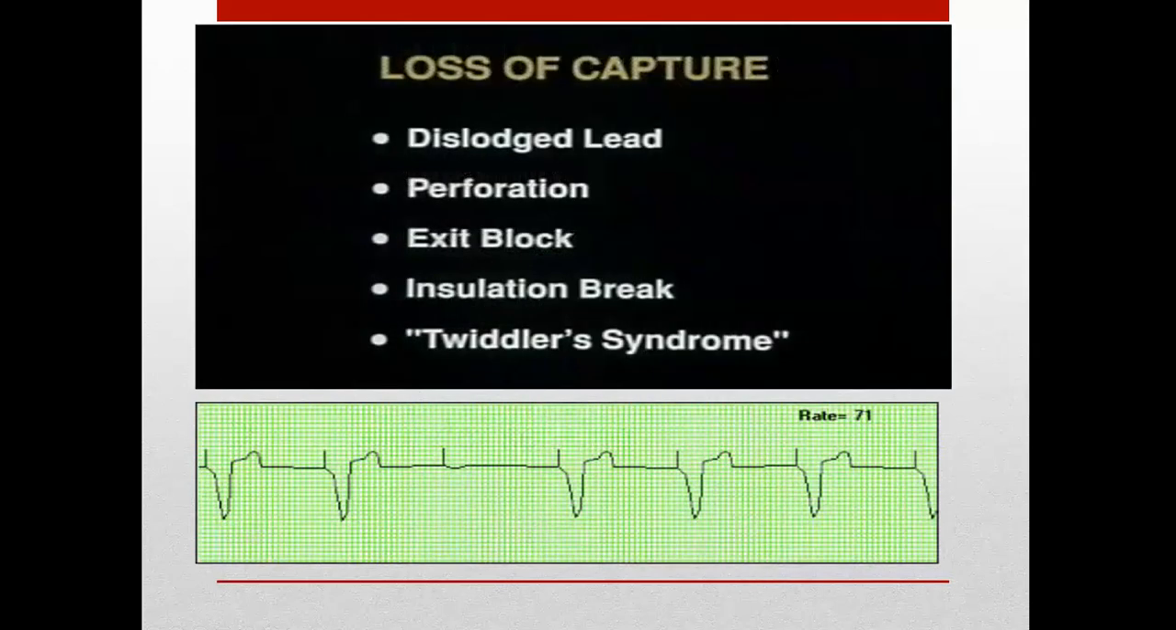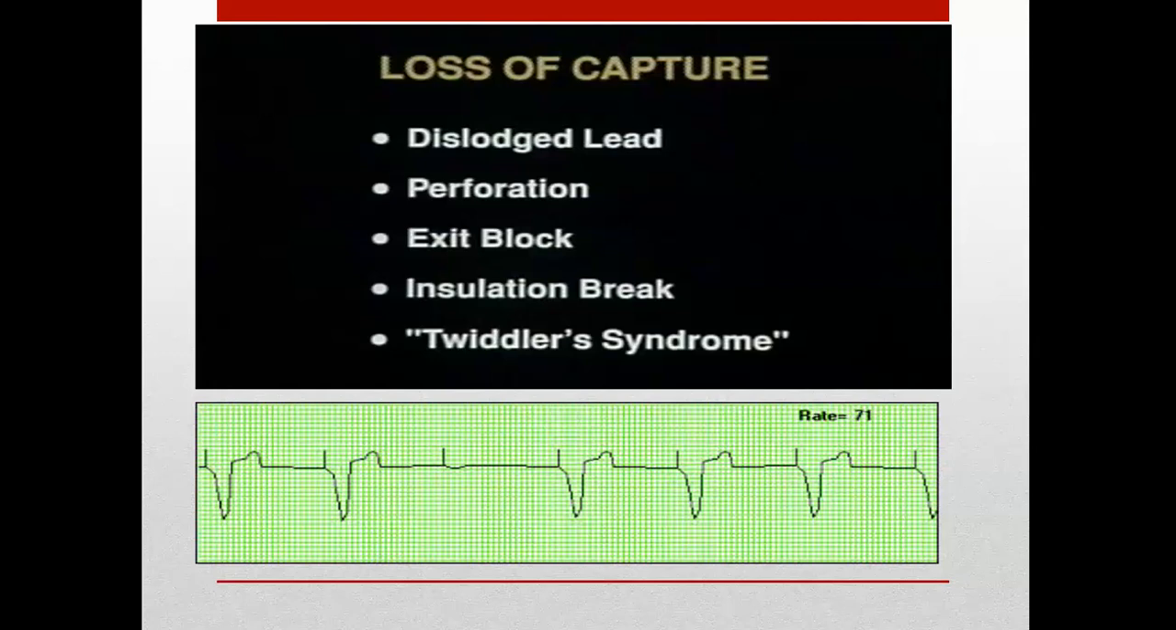Okay, so first let's talk about failure to capture. Loss of capture can be evidenced by the disappearance of the pacing spike. So you see our little spikes down here. That's where our pacer is spiking. That's where it's initiating. So when we have a failure to capture, that pacing spike disappears, or the appearance of the pacer spike is not followed by depolarization of the cardiac tissue.